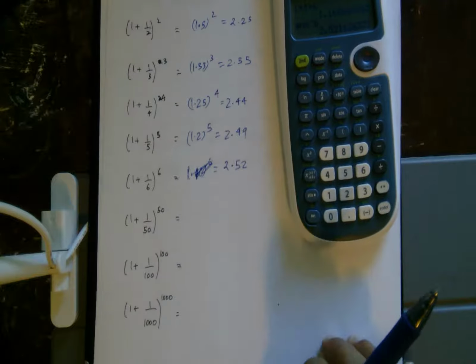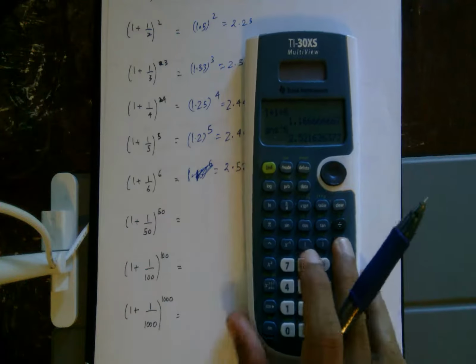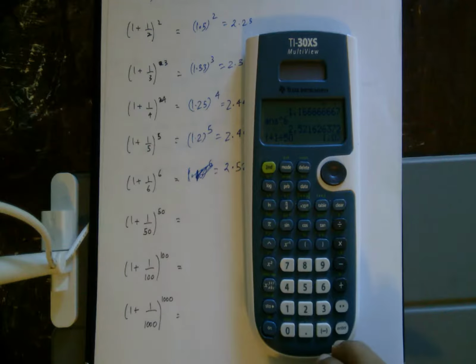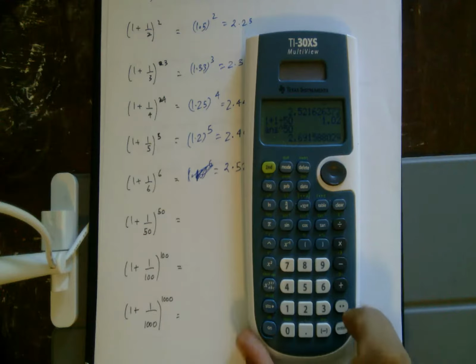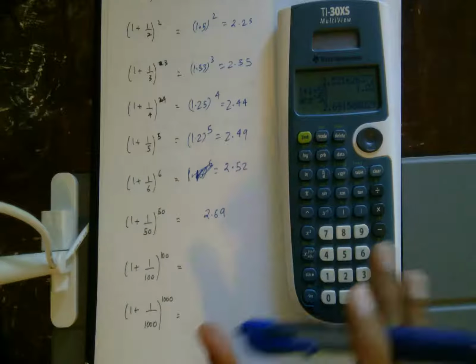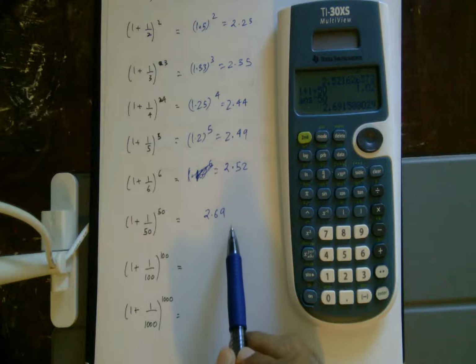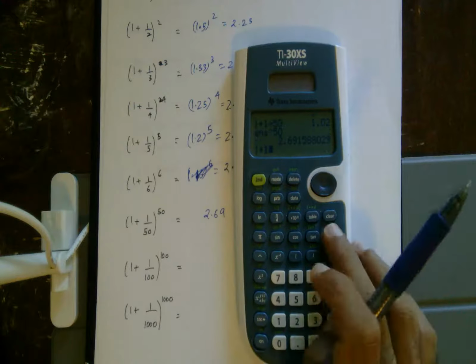So now let's make a bigger jump. Let's go to 50. So let's go 1 plus 1 over 50, which is 1.02, and raise that to the power 50. I get 2.69. So it's still increasing, right? But now see, in going from 6 to 50, the increase itself was really 2.52 to 2.69, which is not a lot. Let's go higher.